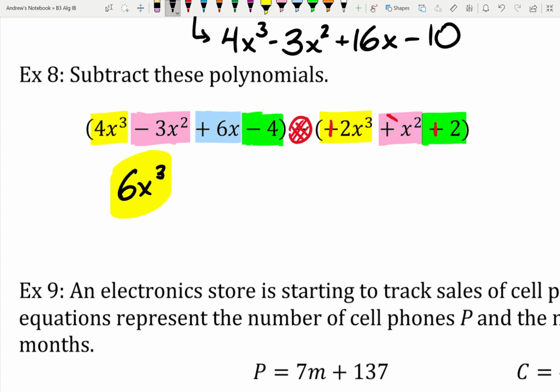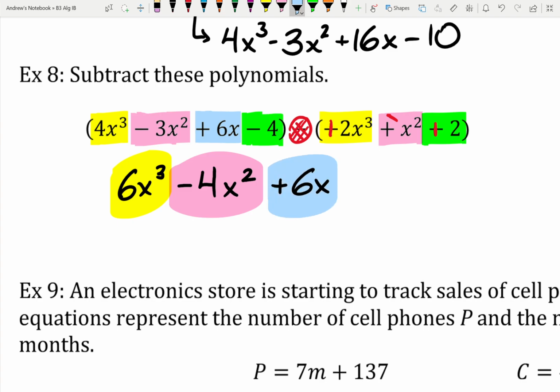Right. Stuff in the pink, I had minus 3x squareds, and then I'm taking another one away, because it's a minus. So I'm down to negative 4x squareds. In the blue, again, we don't want to forget about that 6x. Just bring it down to 6x. Nothing happened to it. Still hanging in there. The stuff in green, we got minus 4 and plus 2. So if I had negative 4 and I had 2, I'm up to negative 2.